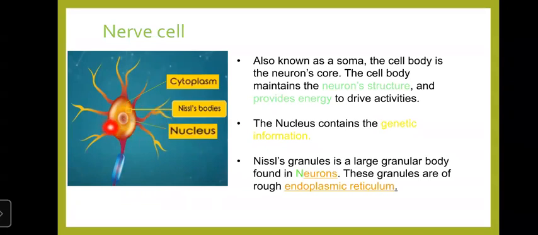Around the nucleus are small dots, which are known as Nissl bodies. Nissl bodies are actually the rough endoplasmic reticulum, which helps in the generation of energy.